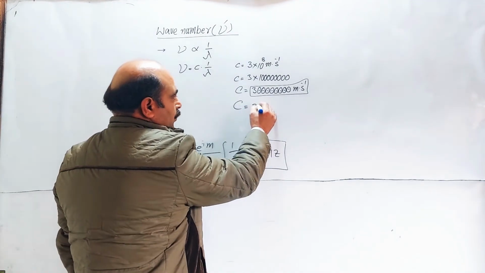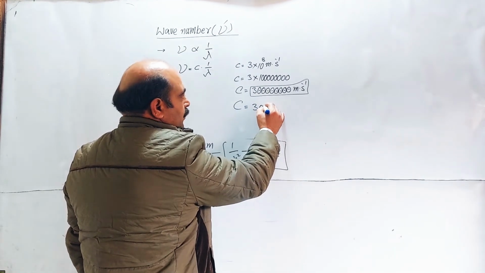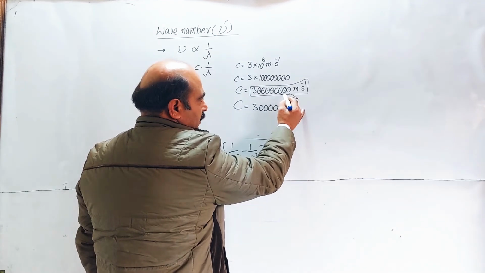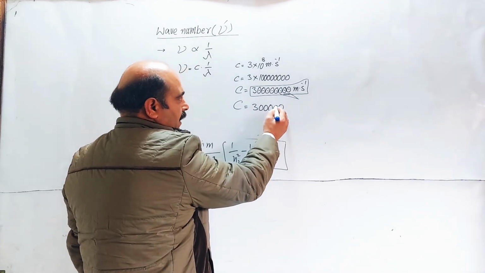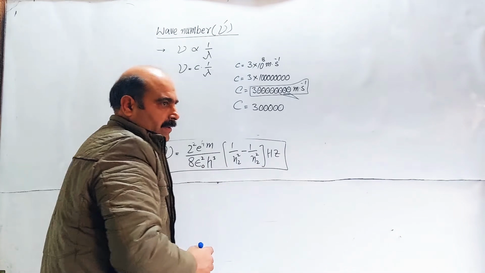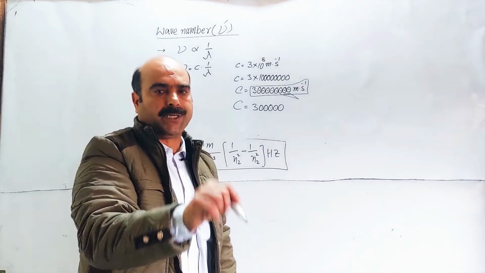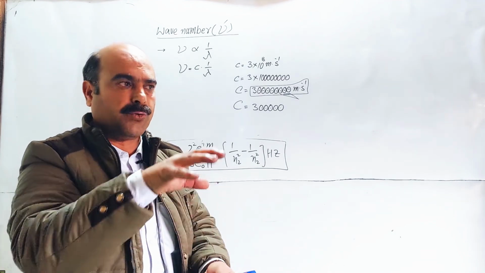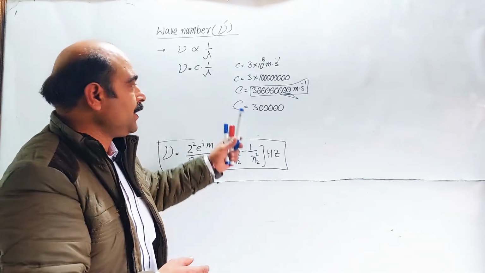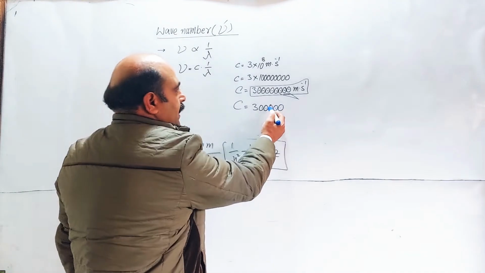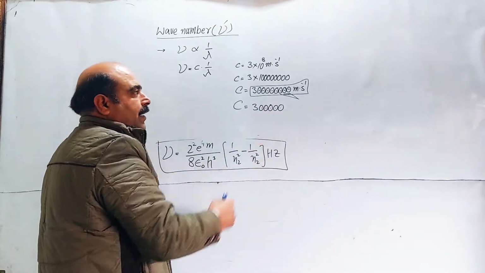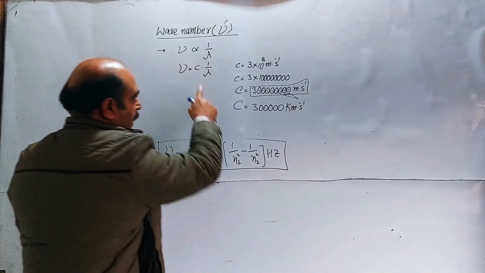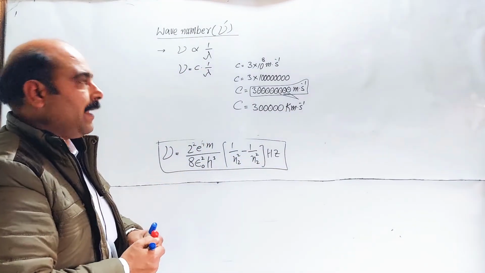C is equal to 3 followed by 8 zeros divided by 1 followed by 3 zeros. Three zeros cancel, leaving 3 followed by 5 zeros, that is 3 lakh kilometers. Radiation of light covers 3 lakh kilometers per second to reach the earth. So C is the speed of light, 3 lakh kilometers per second.